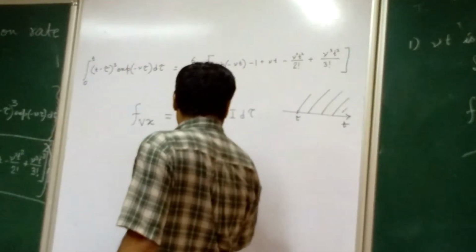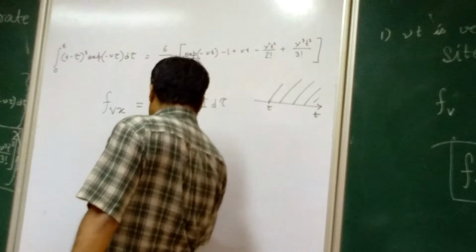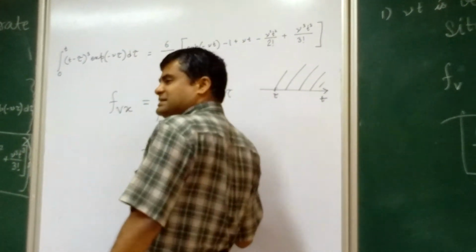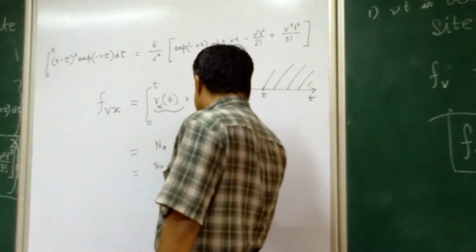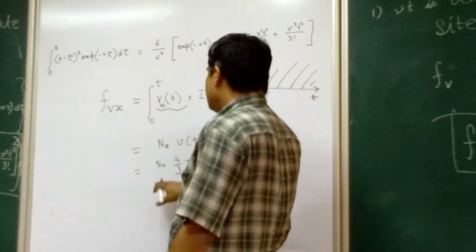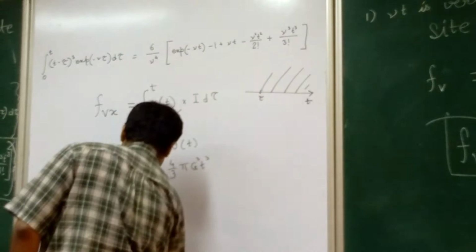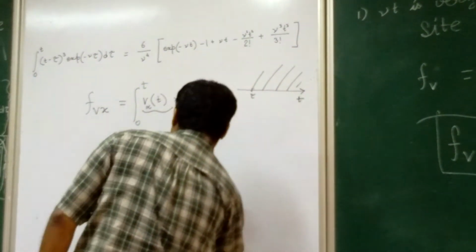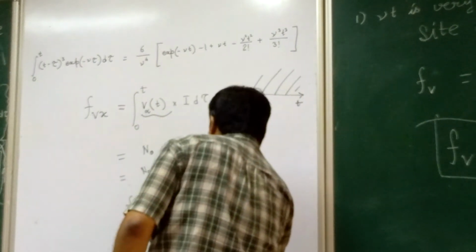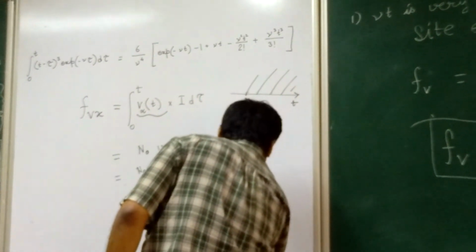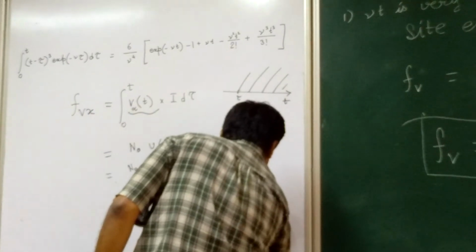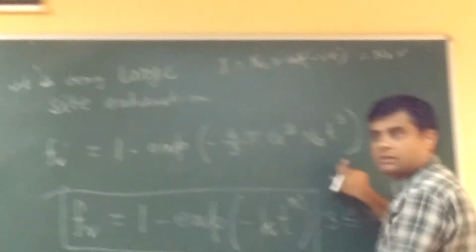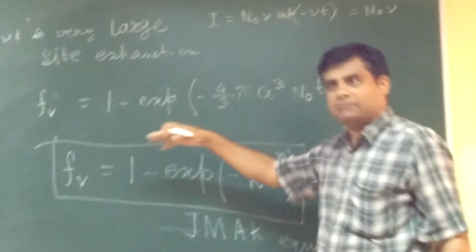So Vt, what is Vt? 4/3 pi r cubed, where r is g multiplied by t. So that is Fvx. So Fv will be 1 minus exponential of minus 4/3 pi g cubed n naught t cubed, which is this one. So very simply we can get that.